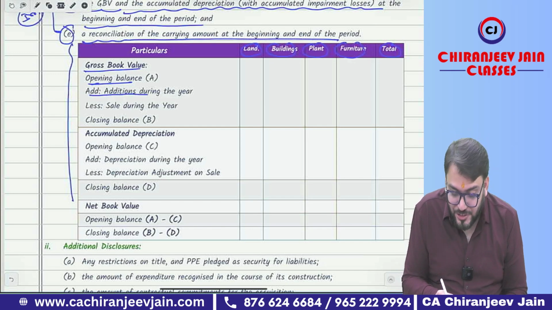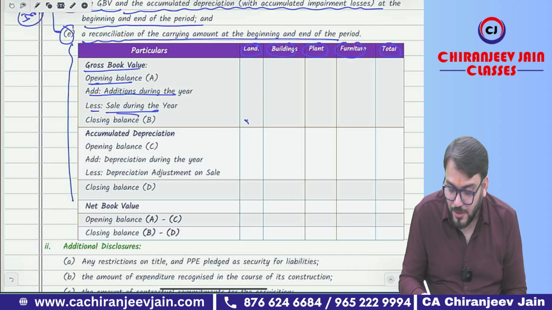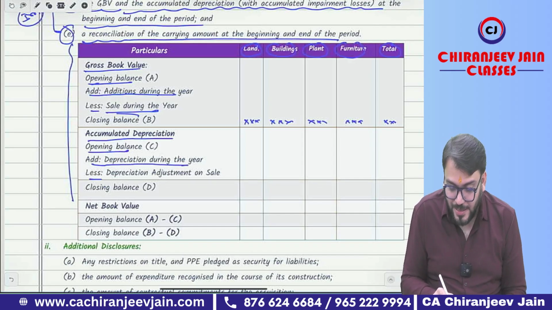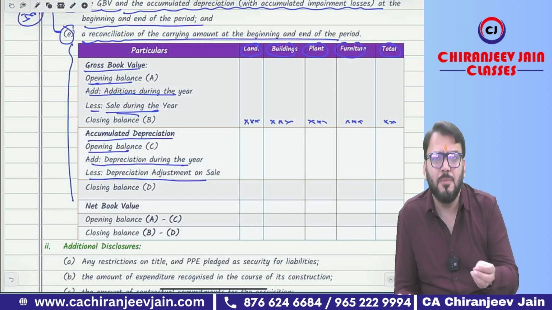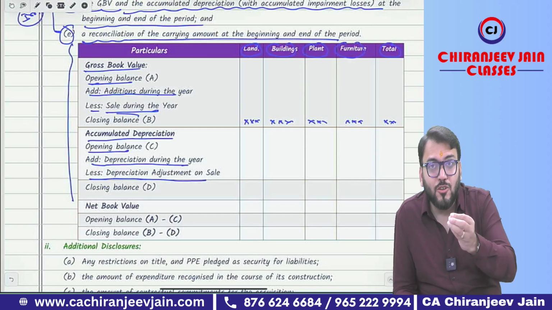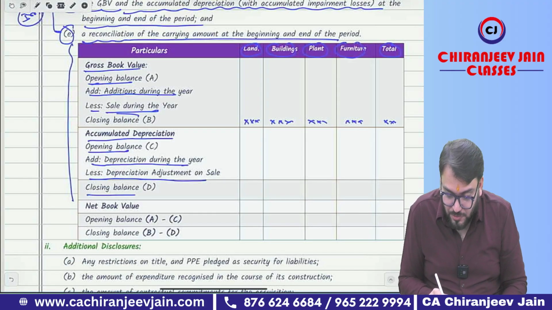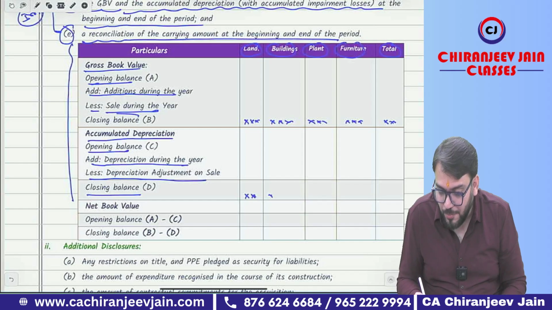Then add addition, means purchase during the year. Then less sale during the year. This becomes the closing balance. So this becomes the closing balance of gross book value. Then we'll write down accumulated depreciation opening balance. Add depreciation charge during the year and depreciation adjustment on sale. Of course, whatever PP which has been sold, the accumulated depreciation need to be eliminated. We will eliminate that. Okay. This will become closing balance. Closing balance of accumulated depreciation.